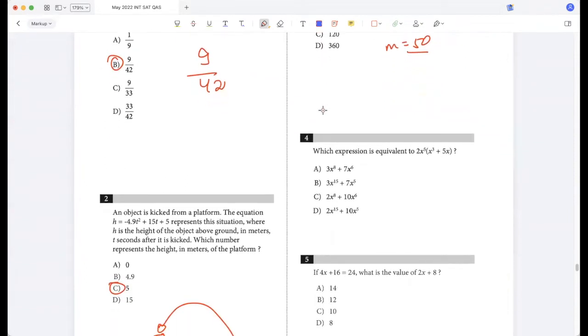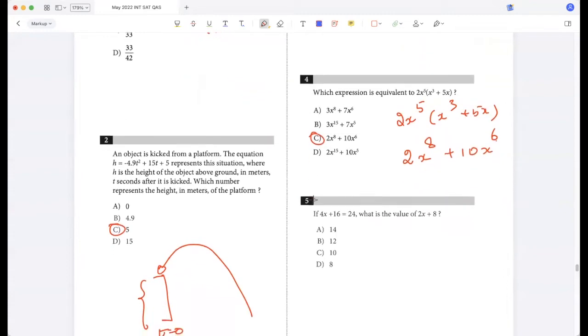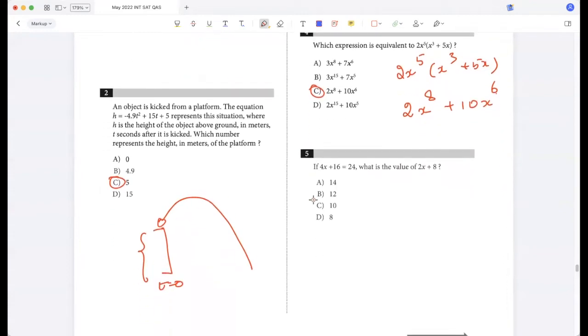Which expression is equivalent to this? 2x to the power 5 into x cubed plus 5x. So 2x to the power 8 plus 10x to the power 6. If 4x plus 16 is 24, what is the value of 2x plus 8? 4x plus 16 is 24, so we divide this by 2. So 2x plus 8 would be 12.